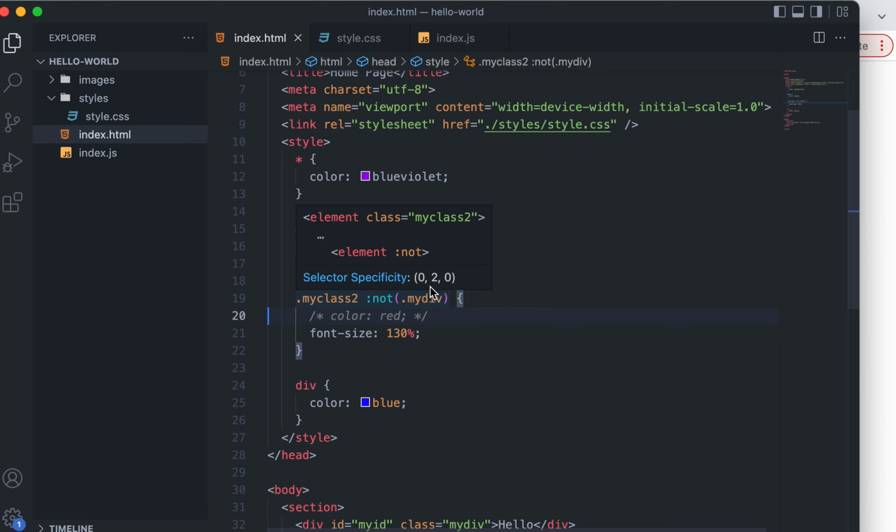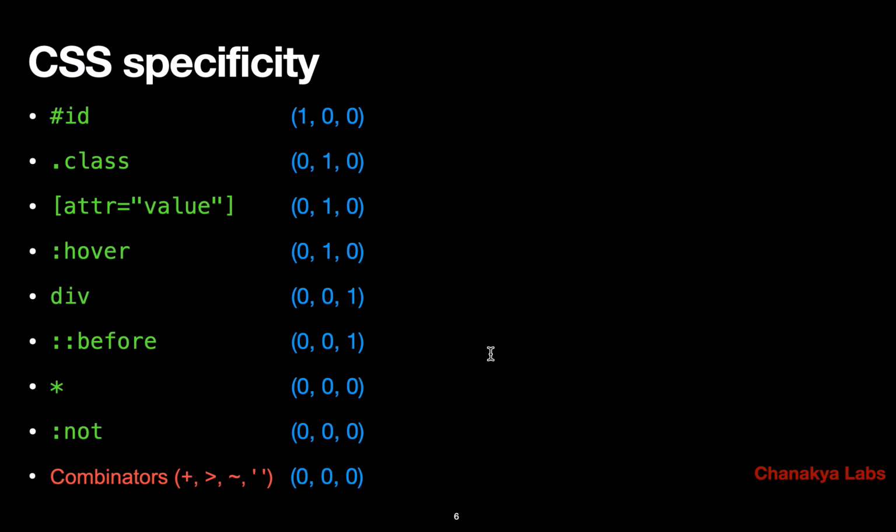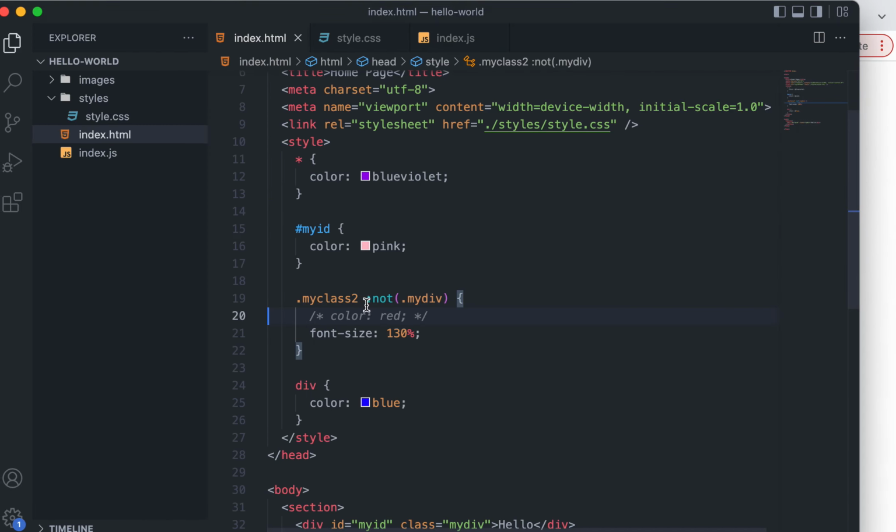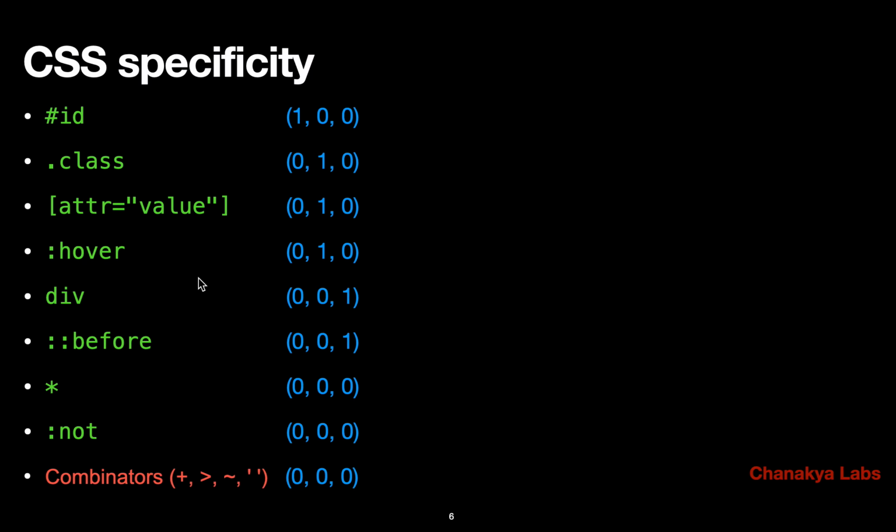The specificity is only for .mydiv and .myClass, which are both having a specificity of 010, and that's why the whole specificity of the entire selector is 020. Okay, now we will come to more complicated cases. Here we are combining two or more of them, right? So we'll come to more complicated cases, but right now let's simply take a few examples to illustrate these things.